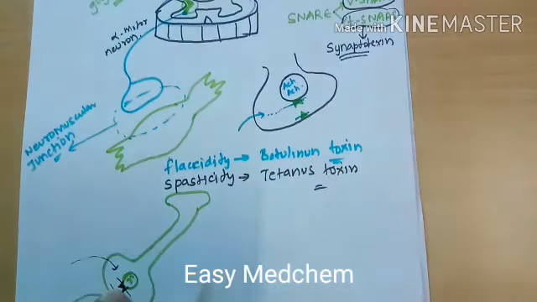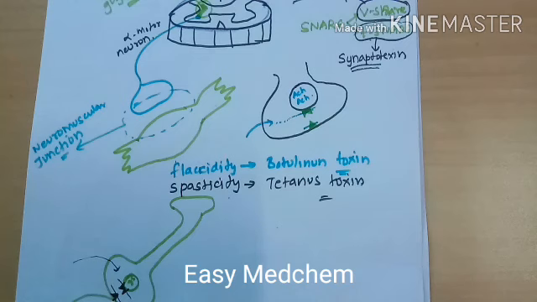So this is the main difference between the botulinum toxin and the tetanus toxin. The students might get confused in this: how do the tetanus toxin and botulinum toxin work? They work by the same mechanism. They destroy the SNARE proteins, but their sites of action are different. One is at the level of the neuromuscular junction, which is the botulinum toxin, and another is at the level of the spinal cord, which is the tetanus toxin.